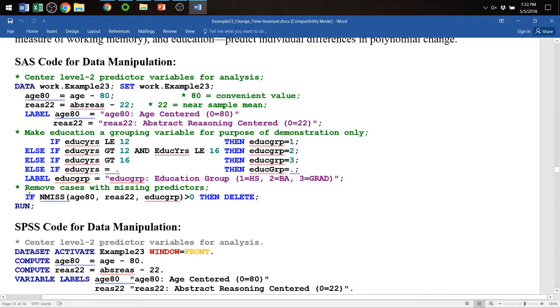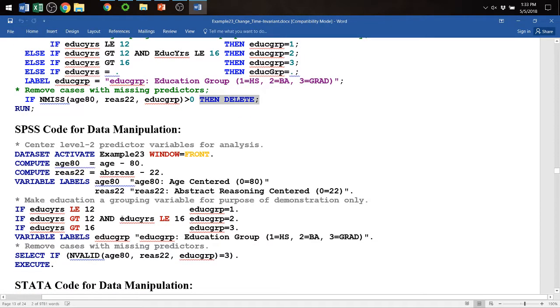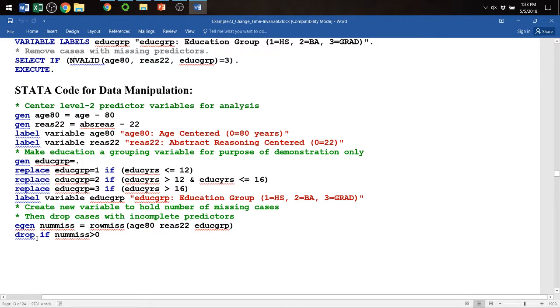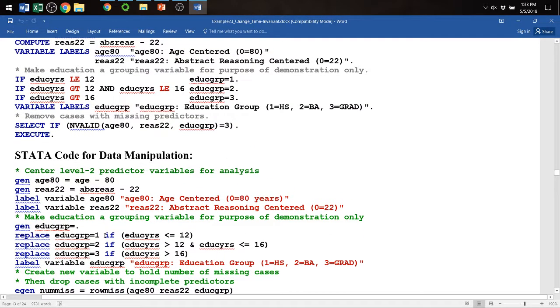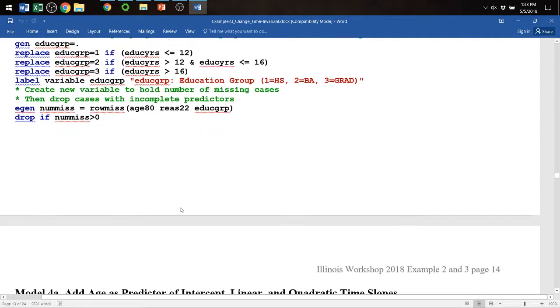And last but not least, because mixed is going to get rid of any cases that are not complete, I'm going to do it ahead of time so that my sample stays consistent across models. So this statement right here, if the number of missing is greater than 0 on these variables, then bye-bye. So the select if does the same thing in SPSS with nValid, which is the opposite of nmiss, and Stata has the same sort of logic here with the drop. So I'm doing that so that my sample stays consistent. Otherwise, people would drop in and out based on missing data, which could complicate interpretation of things.